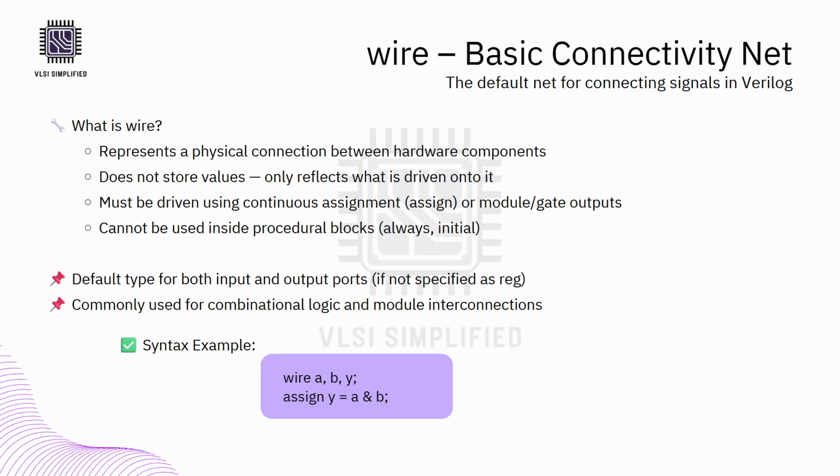Now, here's something important to remember. When you declare an input in a module, it is by default treated as a wire. The same applies to output ports, unless you explicitly declare the output as a reg. So this is why most of the time you will be using wire to connect gates, modules or describe combinational logic. Now let's move on to a slightly more interesting net type, that is wire OR.